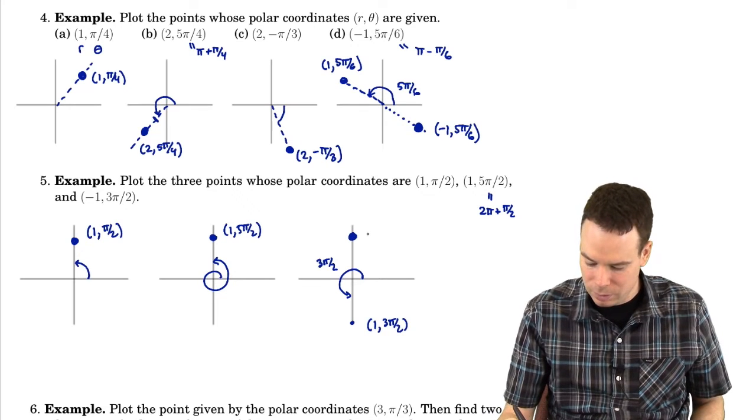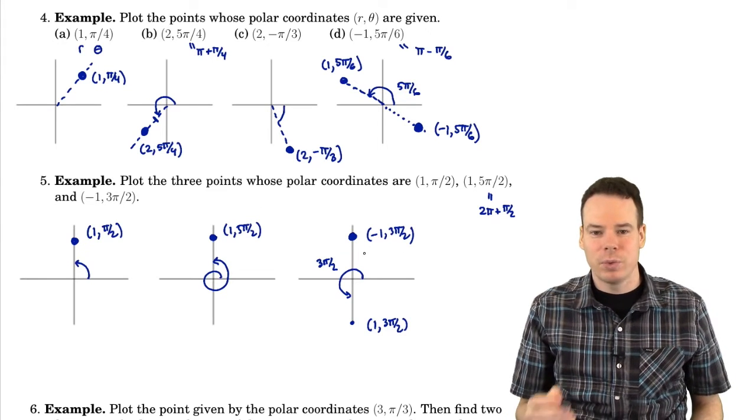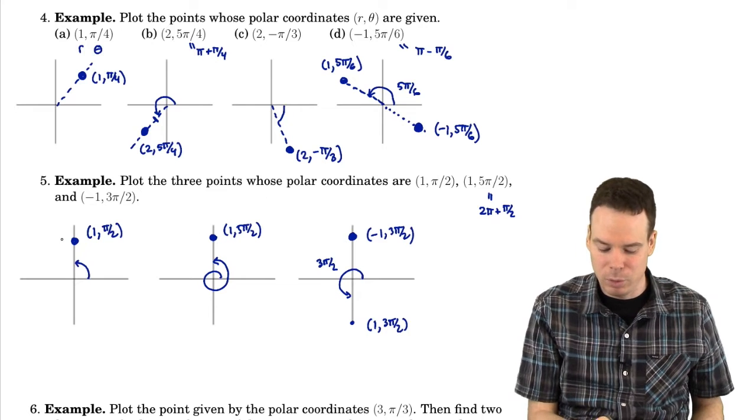That's the dot we want. That's the point we want. Negative 1, 3 pi by 2. Oh, and would you look at that? It's the same point again. Here's 3 different representations of that same point.